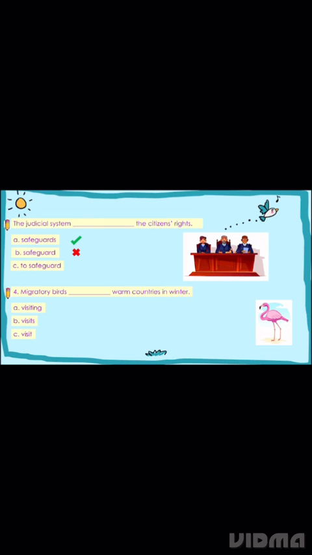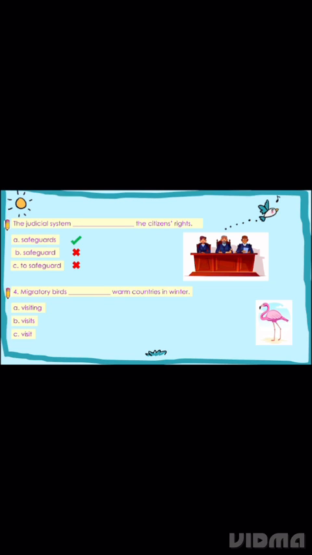Moving on to our last sentence. Migratory birds dash warm countries in winter. Now look at the sentence very carefully. The subject itself has an S to it. So what are we going to do with the verb? Who will tell me? Migratory birds dash warm countries in winter.